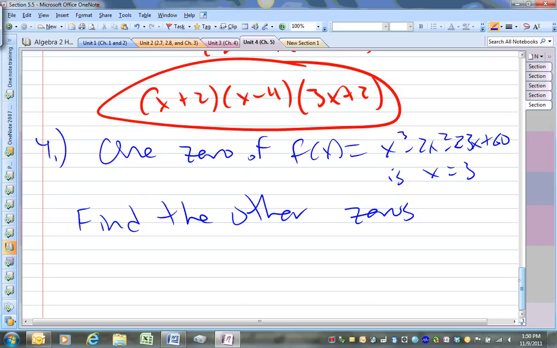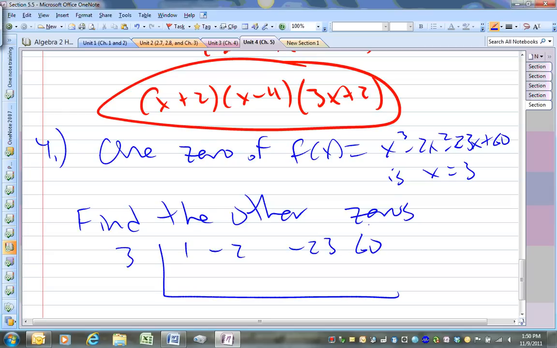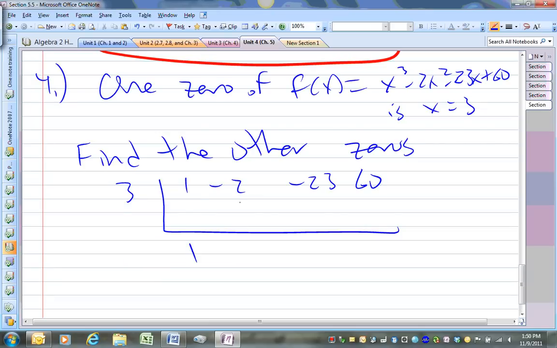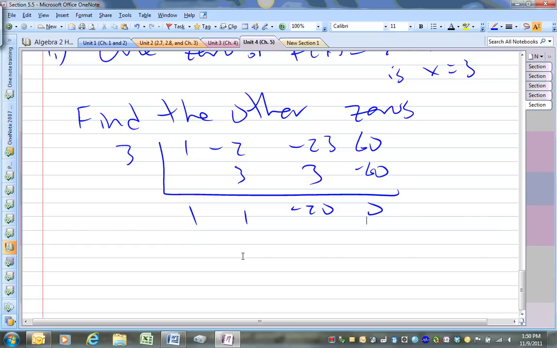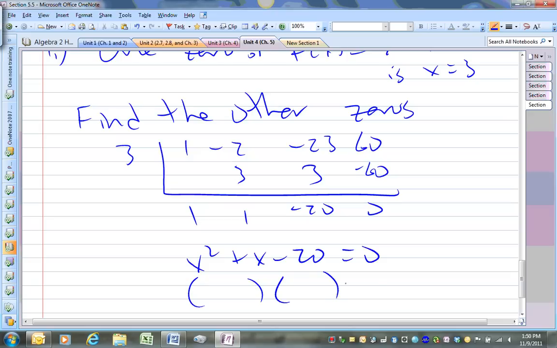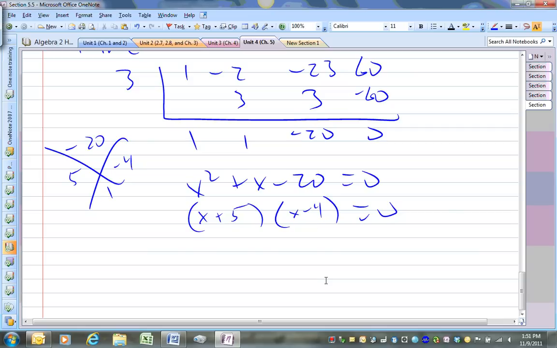So that means that we expect the remainder to be 0. So if I put 3 out here, 1, negative 2, negative 23, and 60, and work it out, bring the 1 down, multiply, add, multiply, add, multiply, add. So we do expect 0 there. So it'll be x squared plus x minus 20 equals 0. It should be pretty easy to factor. 5 and negative 4. See, x plus 5, x minus 4. So your other zeros will be negative 5 and 4.